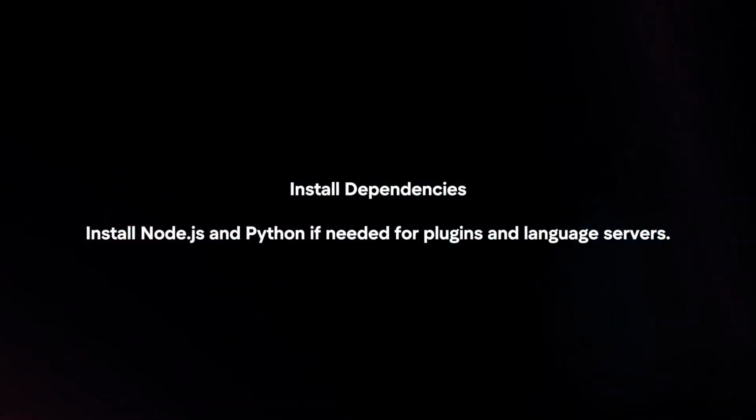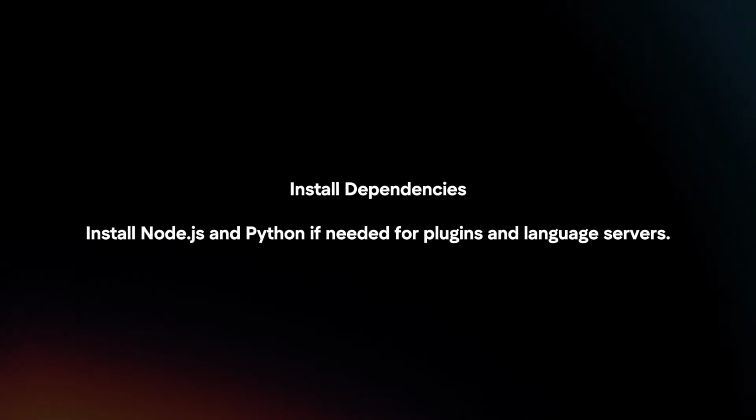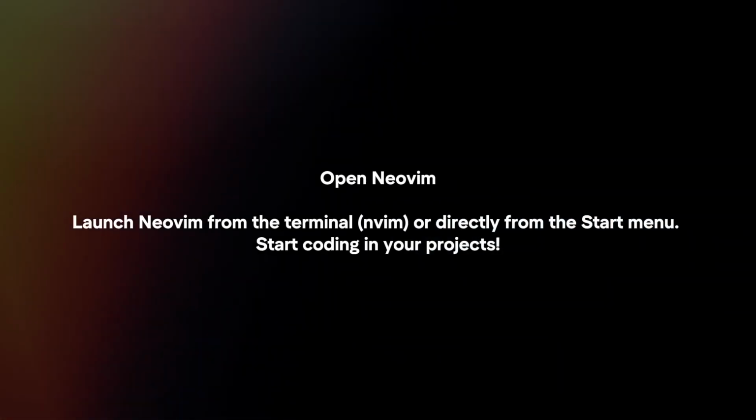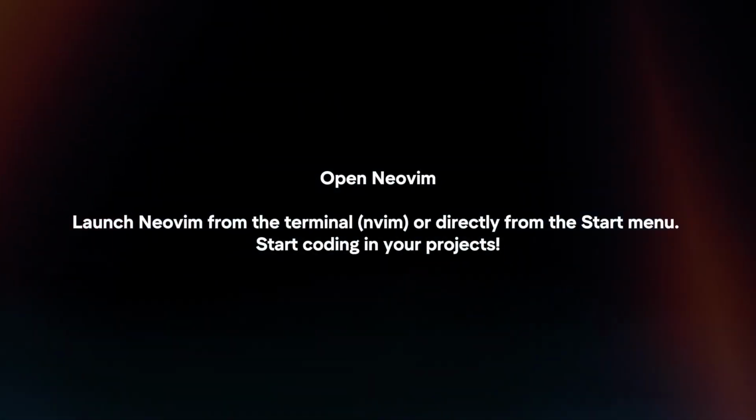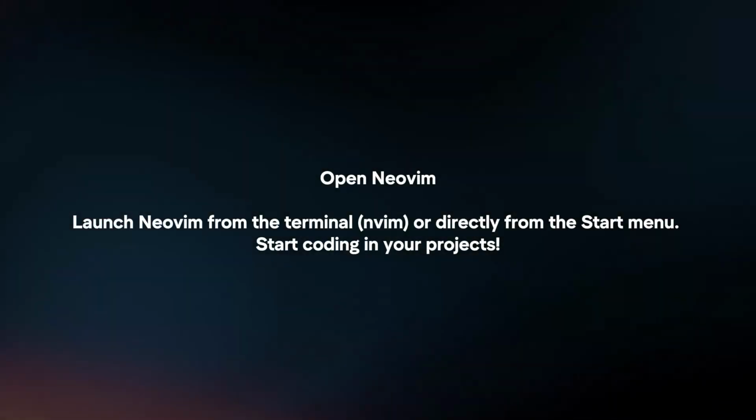Install dependencies. Install Node.js and Python if needed for plugins and language servers. Open Neovim. Launch Neovim from the terminal or directly from the Start menu. Start coding in your projects.